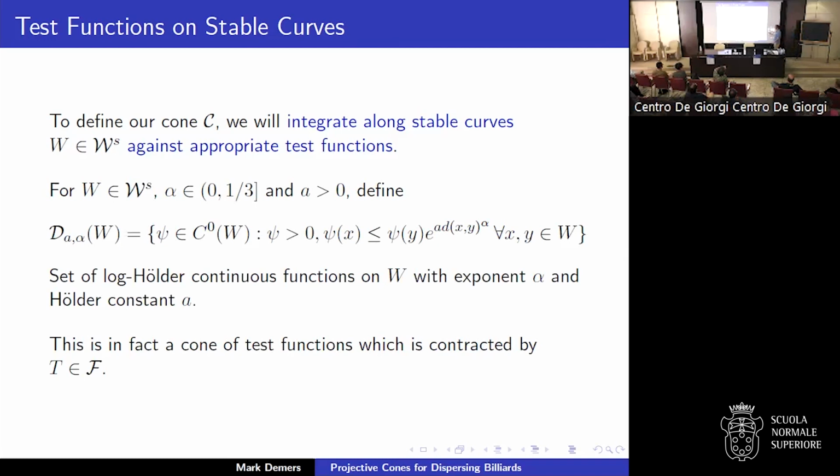Okay, so here's a cone of test functions. You can see we're just going to take a cone of test functions that's log Holder continuous. So A is the Holder norm, alpha is the Holder exponent, and that's a class of test functions on those stable curves.